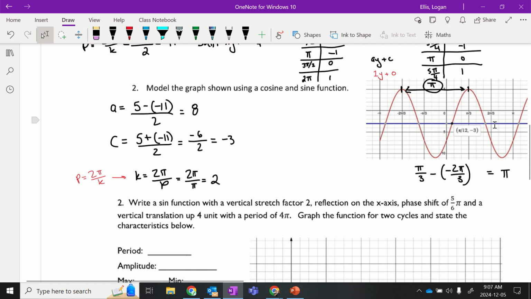Any questions on those so far? Getting your A, your amplitude, your center line, or your period? You feel good about that? Yeah.